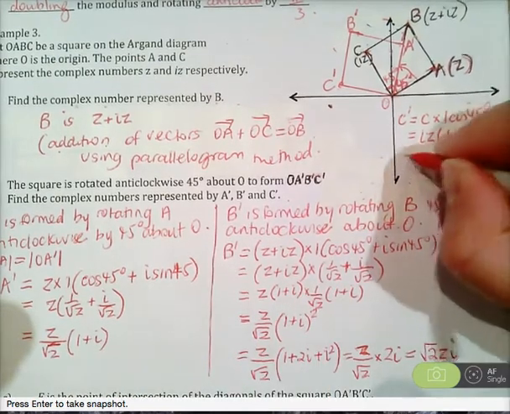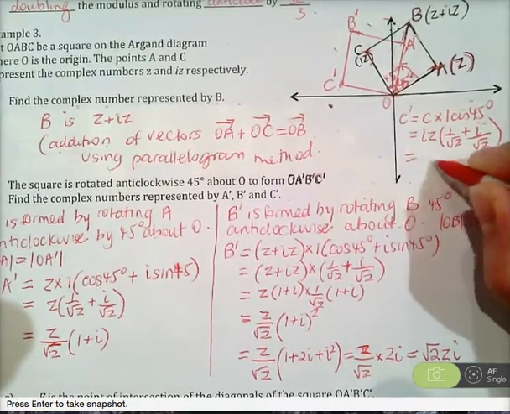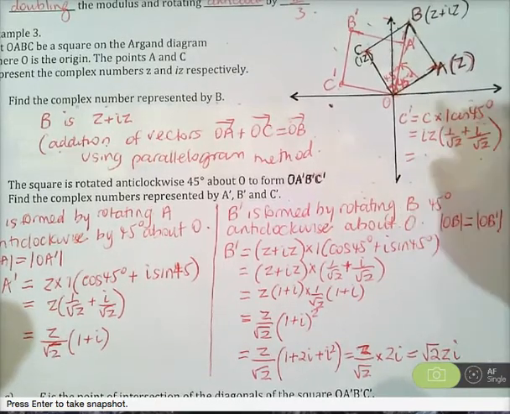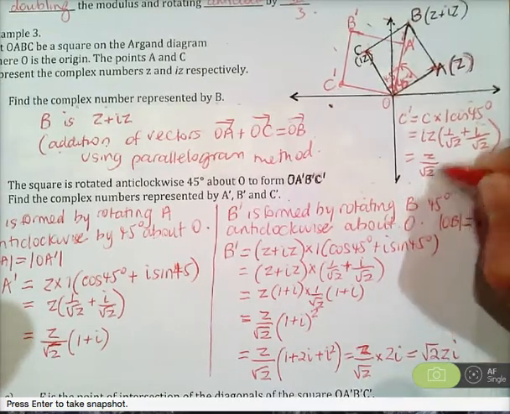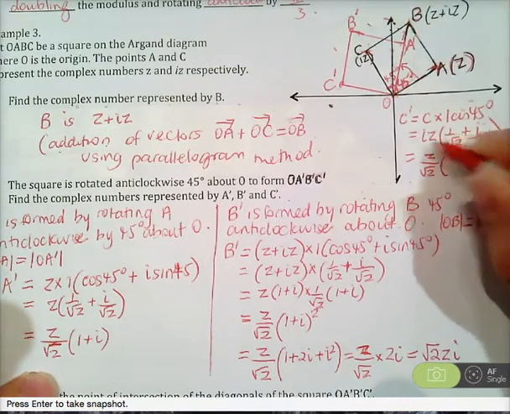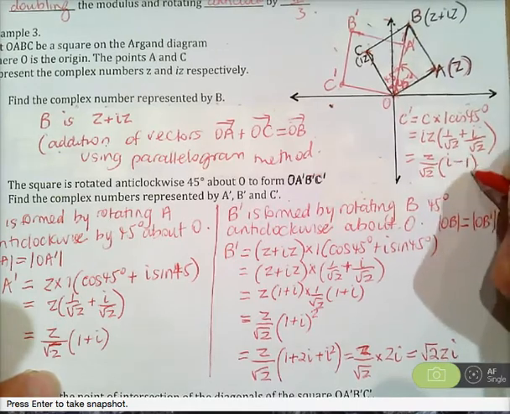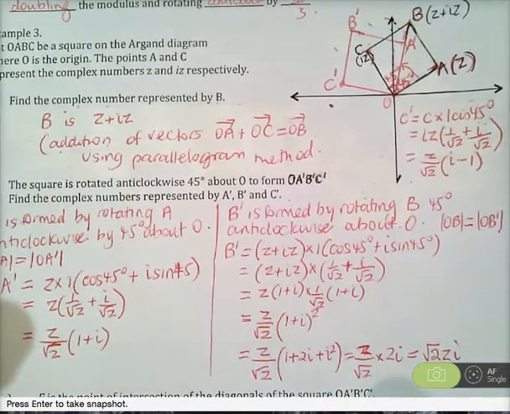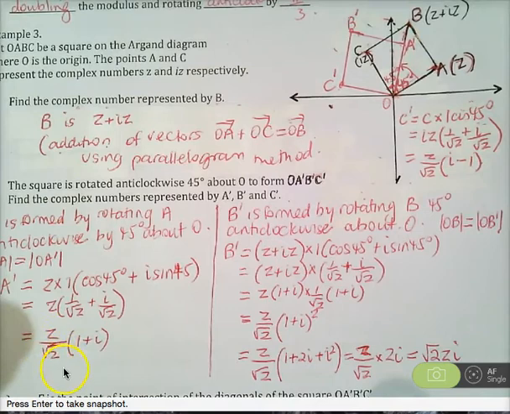Okay, now if we simplify that, we can take out the root 2 as a common factor. I'll just go Z on root 2 and then just multiply each of these by, so Z, take the root 2 out as a common factor. I times 1 is I plus I squared, which is minus 1. Okay, so that's what C dash is, Z on root 2, I minus 1. So they're the complex numbers represented by A dash, B dash and C dash.